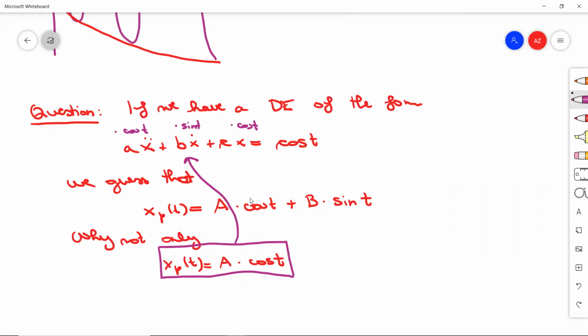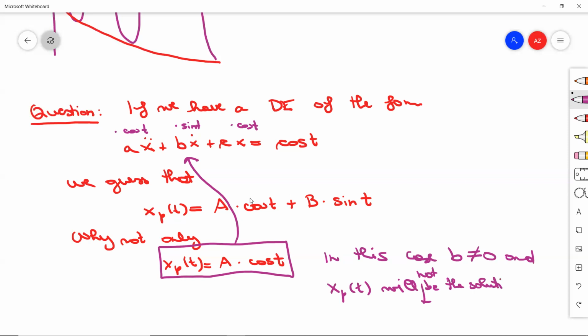If we don't have this x prime, then cosine should work. So in this case, b is not 0, and xp of t will not be the solution. If b was 0, as in the first hour, then this is okay. This works.